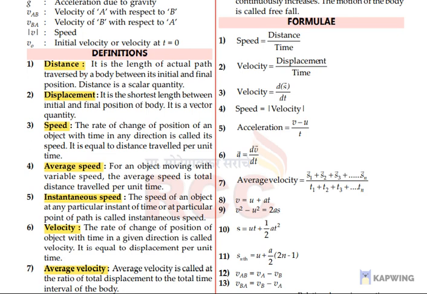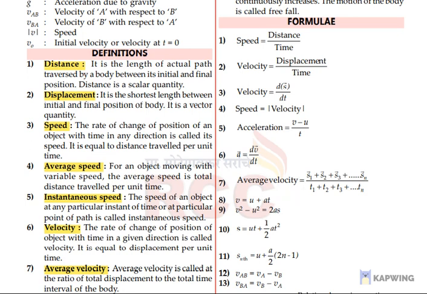Acceleration is equal to (v minus u) divided by t. A vector is equal to dv vector divided by dt.